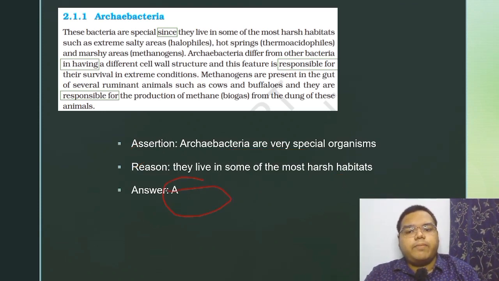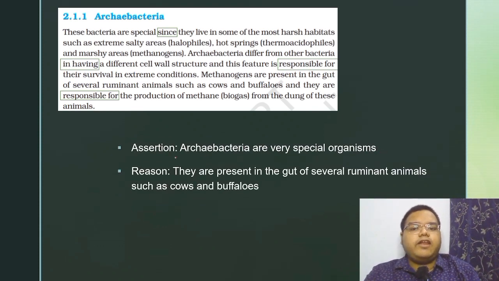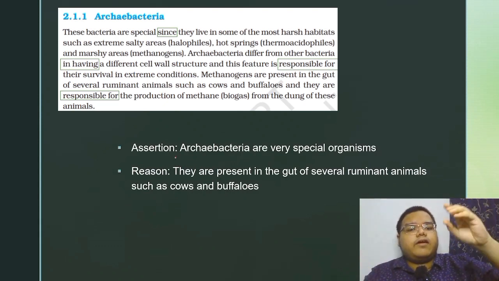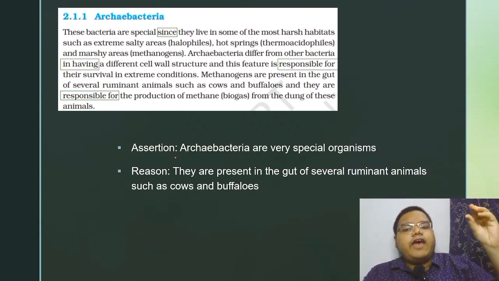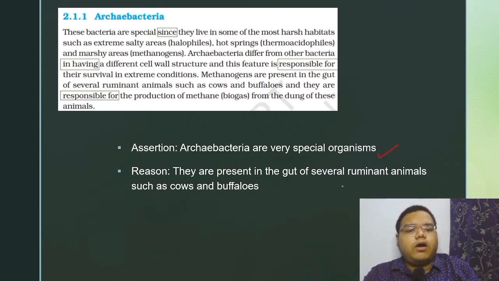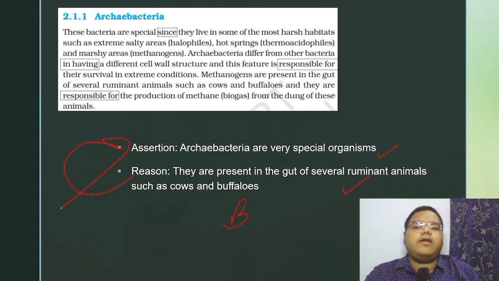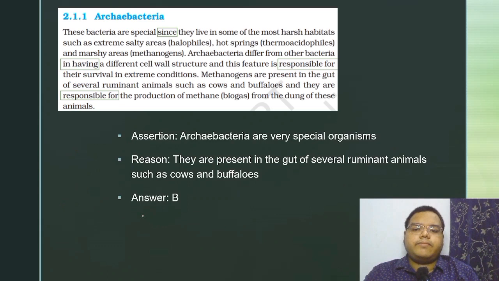Then the answer will be option number A, because both are correct and the reason is the correct explanation of the assertion. But if we are given that Archaebacteria are very special organisms because they are present in the gut of several ruminant animals such as cows and buffaloes, then it would be option number B, as both are correct and the reason is not the correct explanation of the assertion. Okay, so option number B.